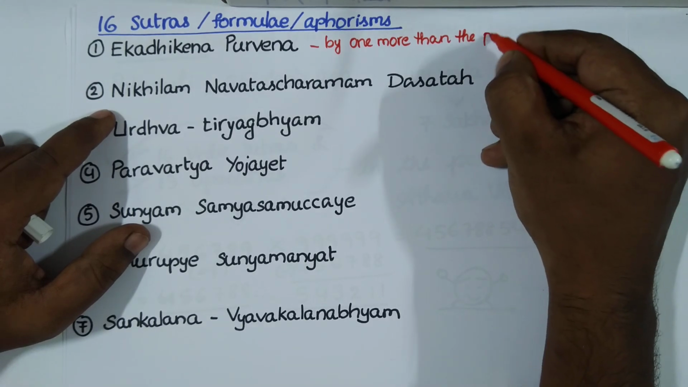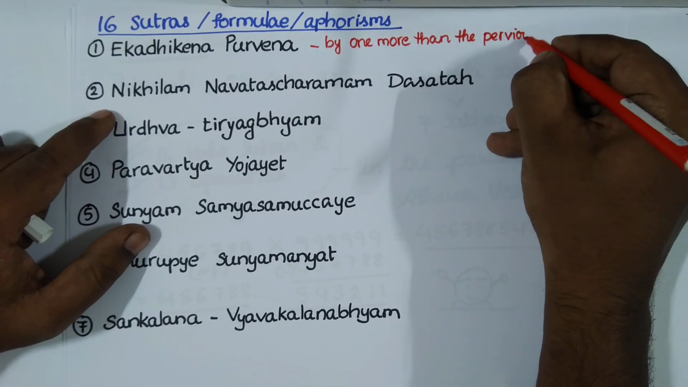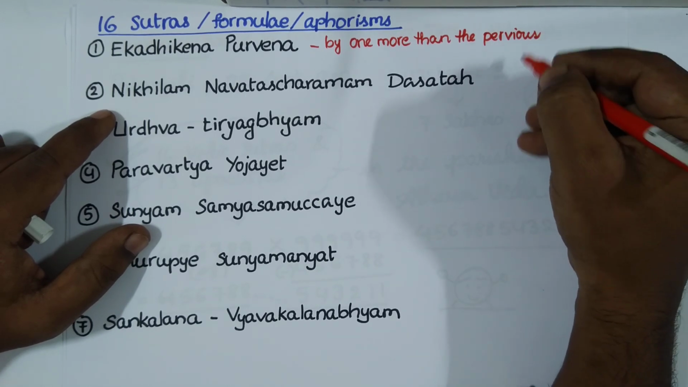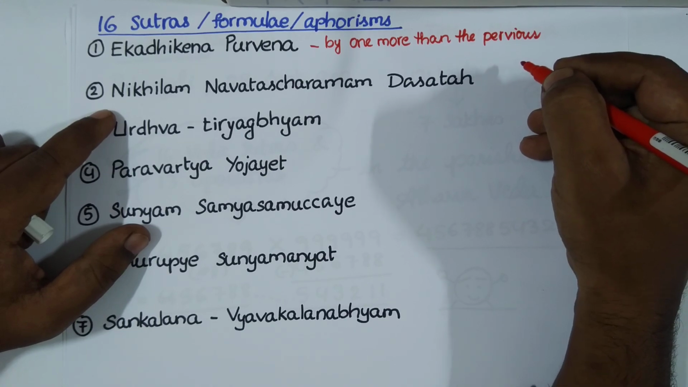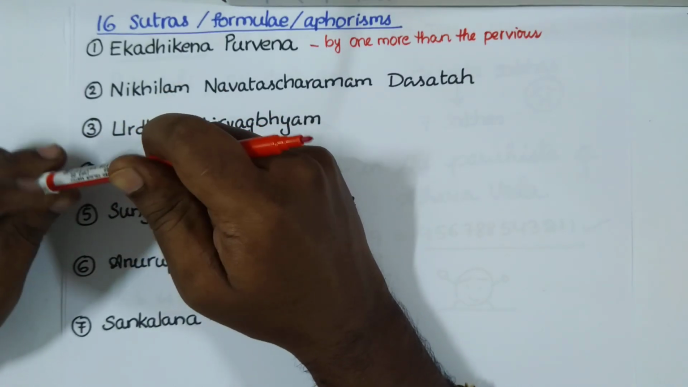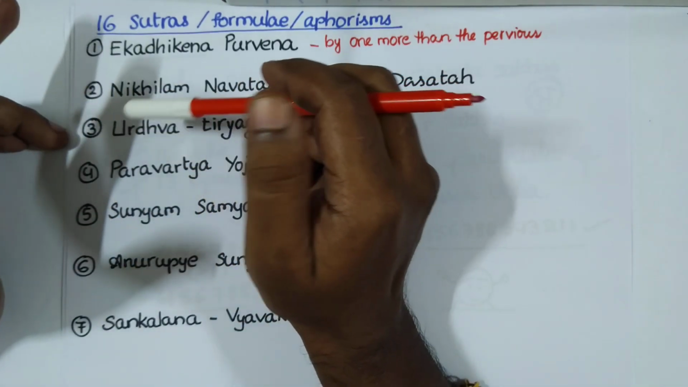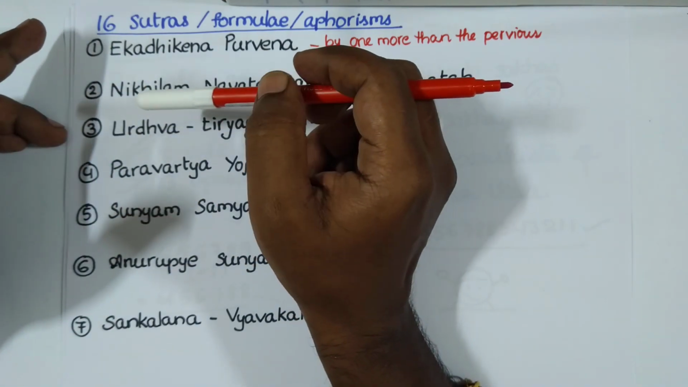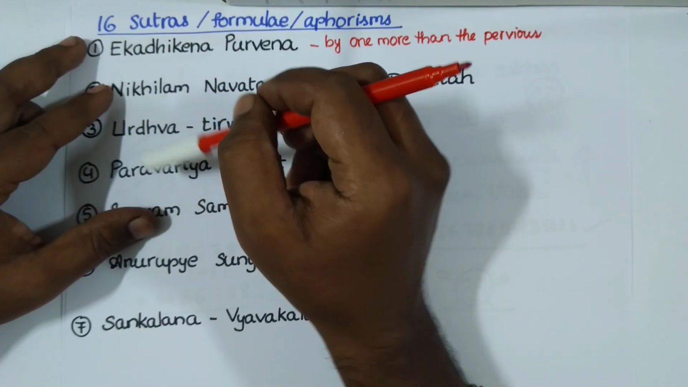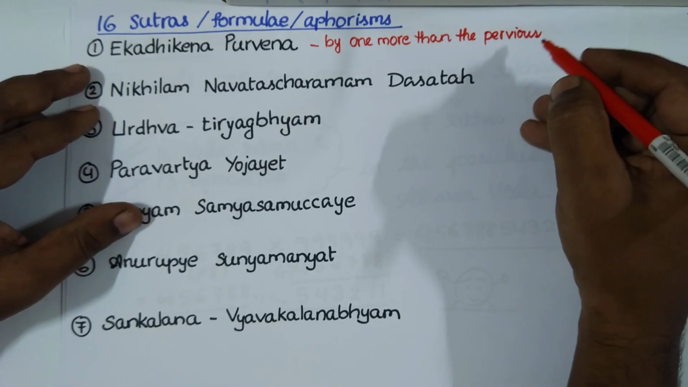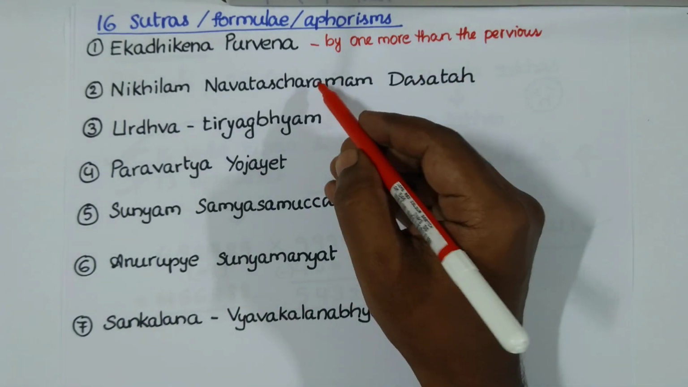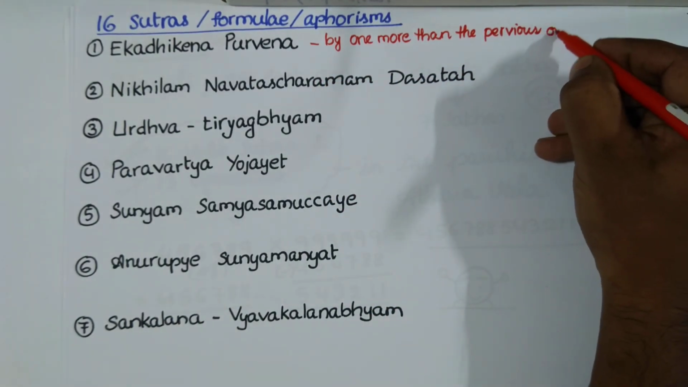Before we unlock stuff, at least we should know what all the formulae are in Vedic mathematics. With these 16 mathematical formulae and 13 upasutras, you can solve any typical problem in mathematics, ranging from arithmetic to algebra, geometry, trigonometry, conics, to calculus. Everything we can solve using Vedic mathematics with God's speed and accuracy. So Ekadikena Purvena means by one more than the previous one.